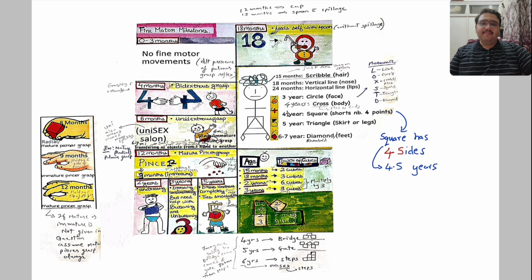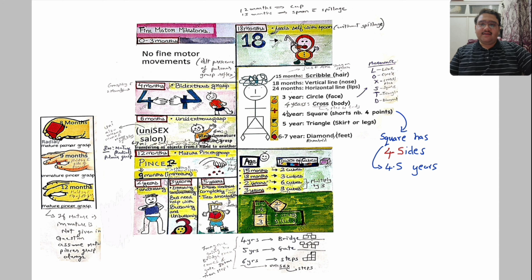So you can remember like pincer. So P if you do like this, so it becomes like a 9. So 9 months immature pincer grasp, and the R of pincer if you write like this, so it is 1 and 2, so it becomes like 12. So at 12 months mature pincer grasp.